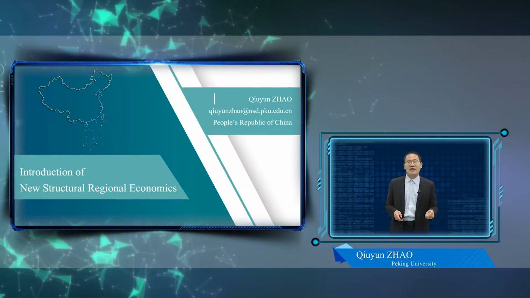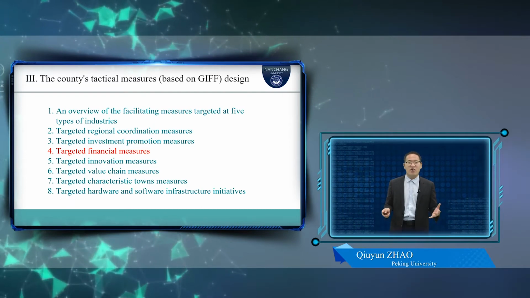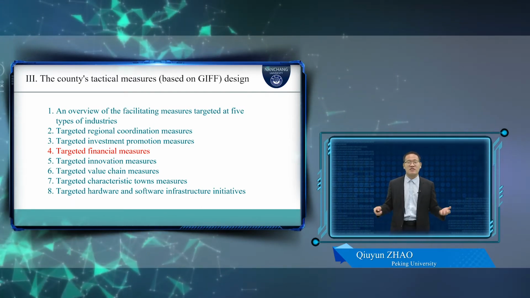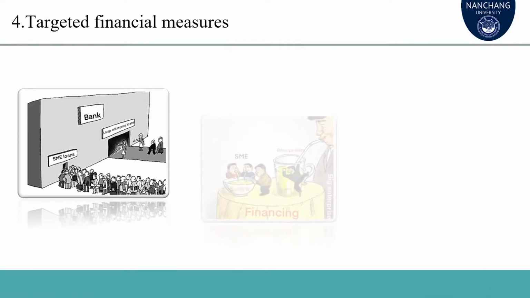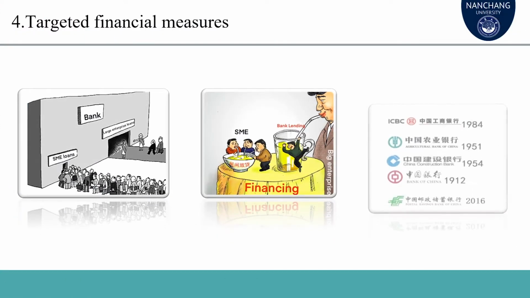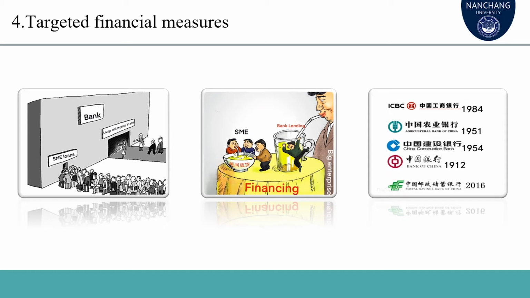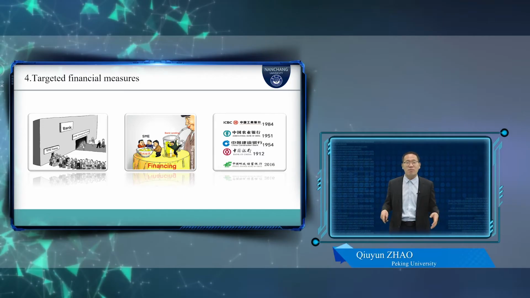Hi everyone. Let's move on to the last part of this section, shall we? The fourth, targeted financial measures. Factor endowments and its structure determine industries with potential comparative advantage. And the capital scale required by these industries is different from the risk characteristics of production activities. The purpose of developing finance is to better serve the real economy.